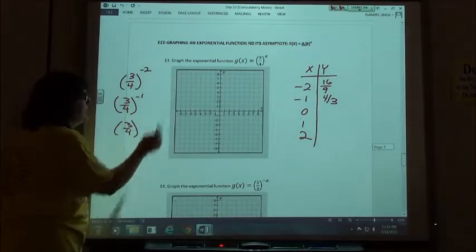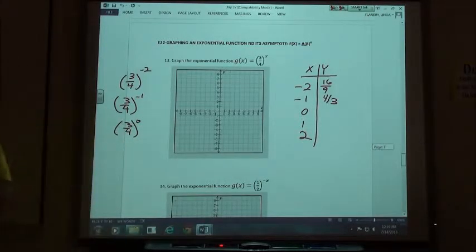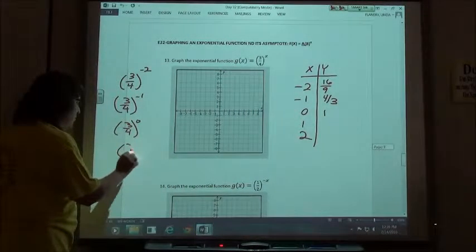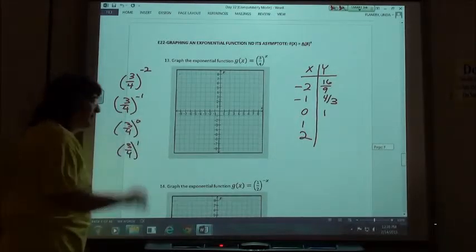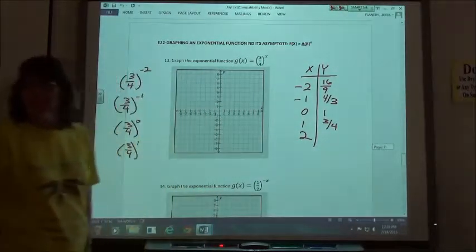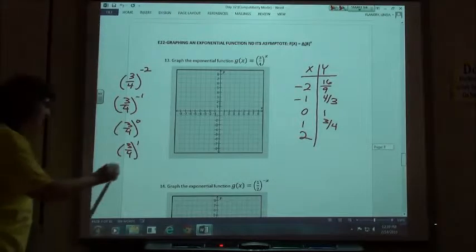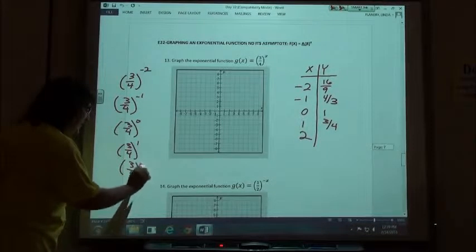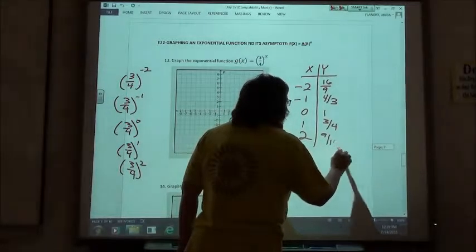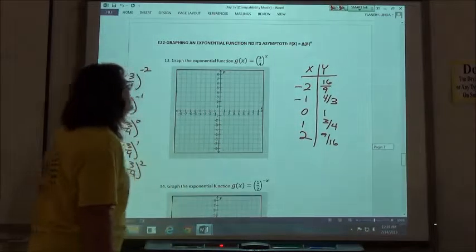3/4 to the 0 power. 1. Anything to the 0 power is 1. 3/4 to the 1st power. Okay, since it's to the 1st power, it's the same thing. 3/4 to the 2nd power. 9/16. So obviously on this one we have a whole bunch of fraction things.